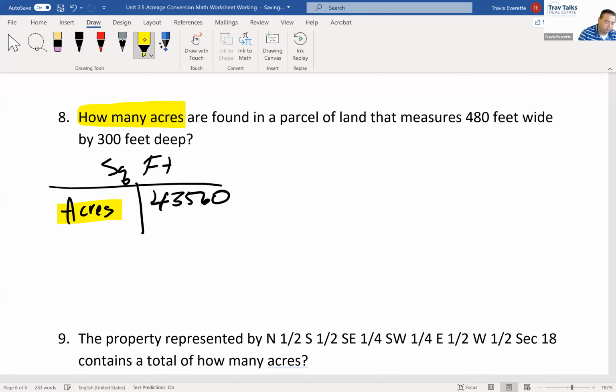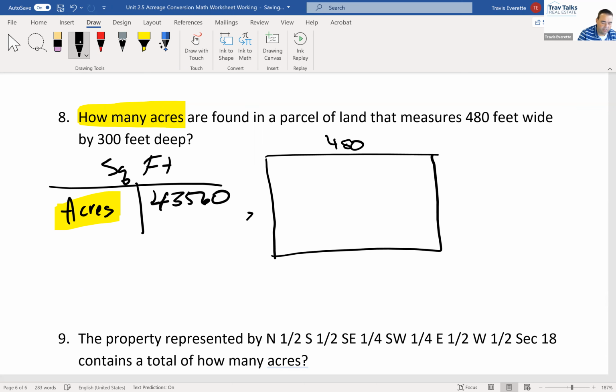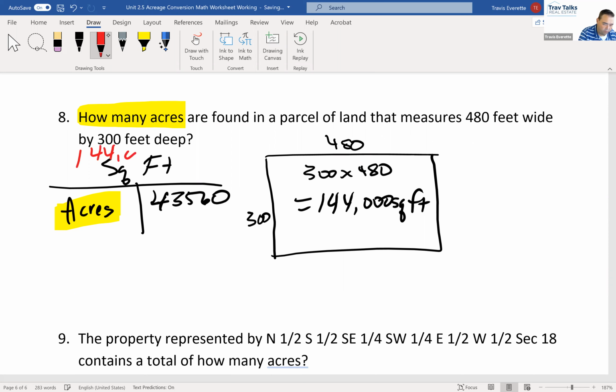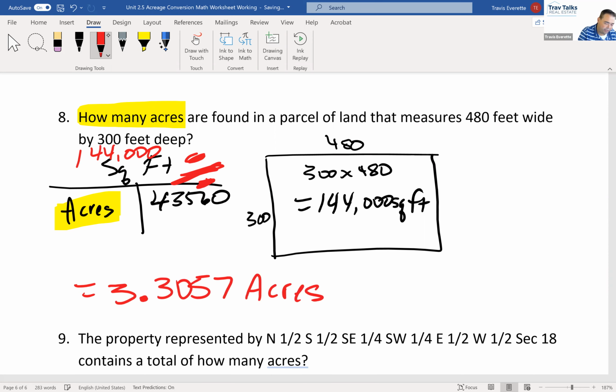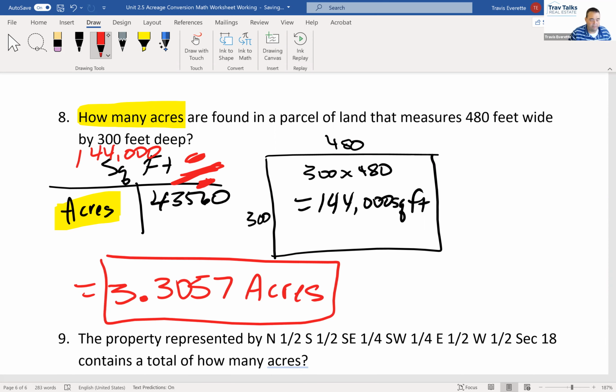And here's my question. How many acres? What did they give me? Well, they gave me dimensions. They gave me 480 feet wide by 300 feet deep. So I can do 300 by 480. That's 144,000 square feet. So let me fill that in over here, 144,000. And now we got two numbers in the T bar, top and bottom. So that means we're going to be dividing. So 144,000 divided by 43,560. And that gives me 3.3057 acres in that piece of land. 3.3057 acres.